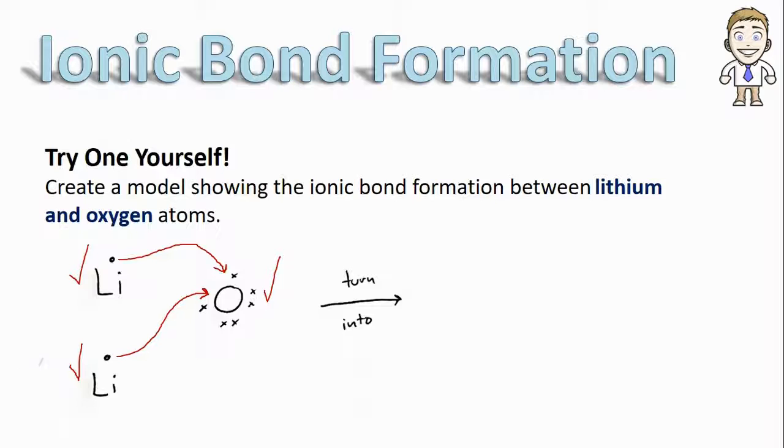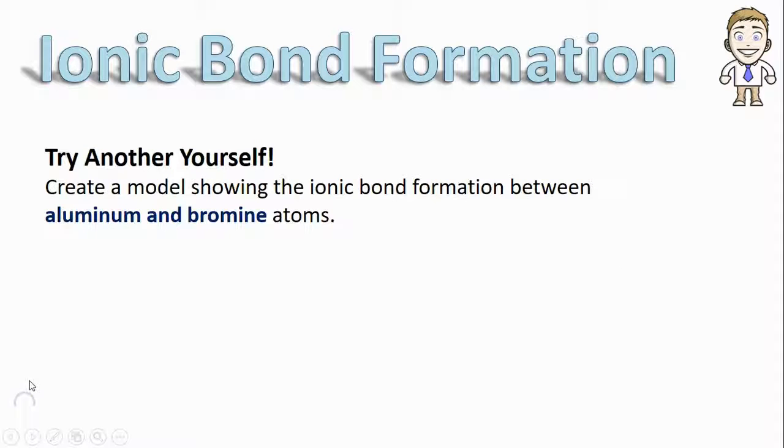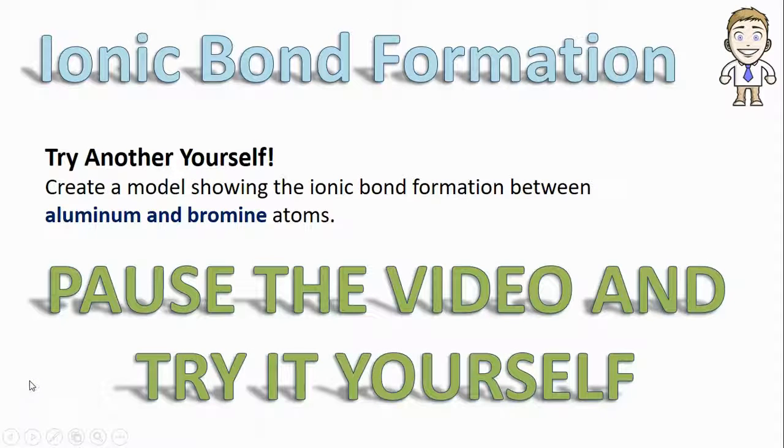Finish it off by drawing what each of these atoms turns into after the transfer. I needed 2 lithiums, each is +1 because they lost 1 electron, and 1 oxygen with a -2 charge because the oxygen gained 2 electrons. The formula, if you had to write one, would be Li2O. And finally, pause the video to see if you can create a model for the bonding between aluminum and bromine atoms.